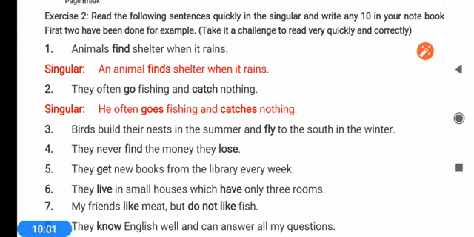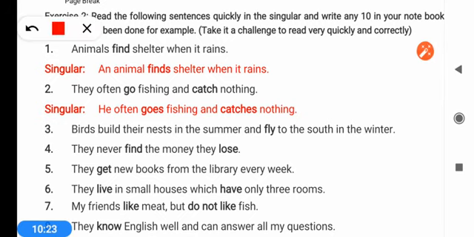You have to read quickly and change into singular form. The first 2 or 3 or maybe 4 or 5 I'll do for you, but the remaining you will have to do. And minimum 10 you have to note down in your copy, any 10, whichever you like. I'm reading the first one: Animals find shelter when it rains.